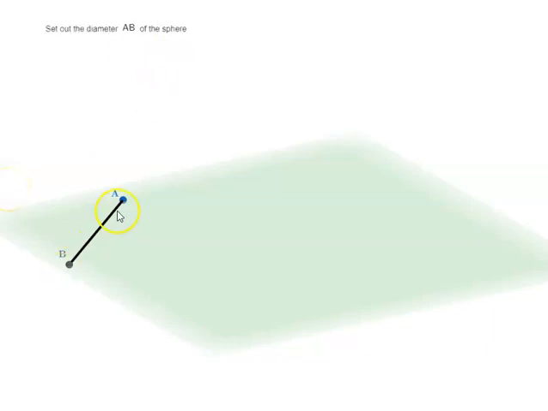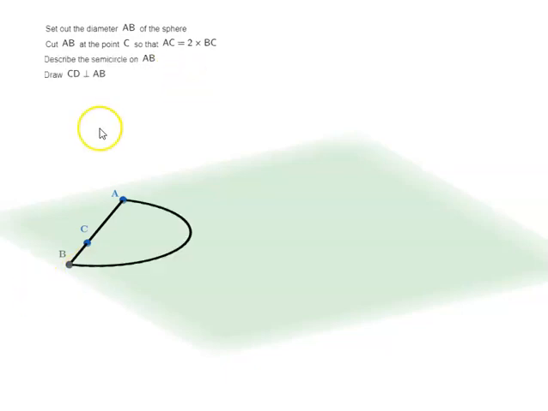Set out the diameter AB of the sphere. Cut AB at the point C such that AC is equal to 2 times BC. So here AC is 2 times BC. Describe the semicircle on AB. Draw CD perpendicular to AB.